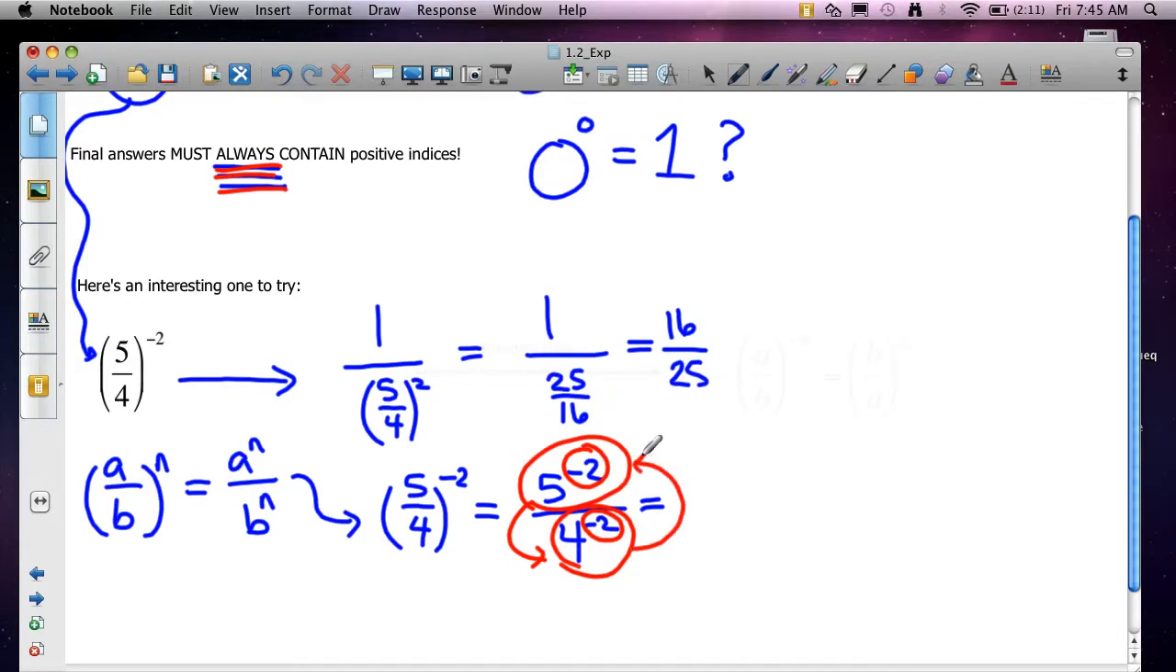If you guessed that I can put it in the numerator, go ahead, grab yourself a smoothie, a soda, or some sort of pastry. You deserve it. So that means now I have 4 to the second over 5 to the second, or 16 over 25. Same answer, two different ways of going about that value.